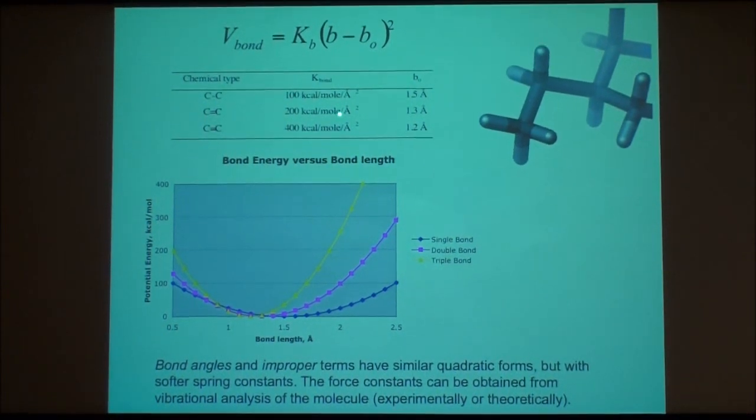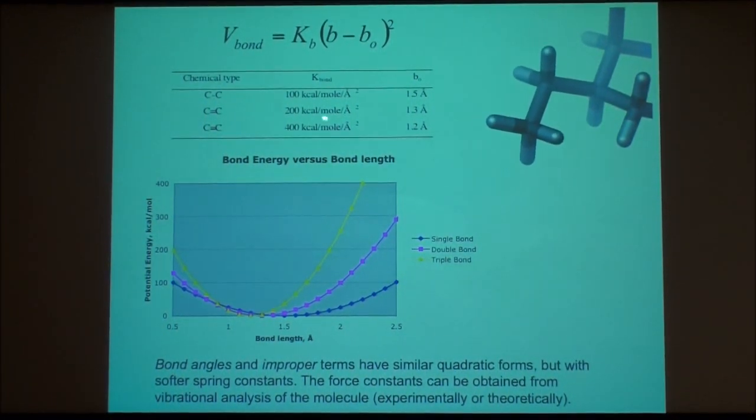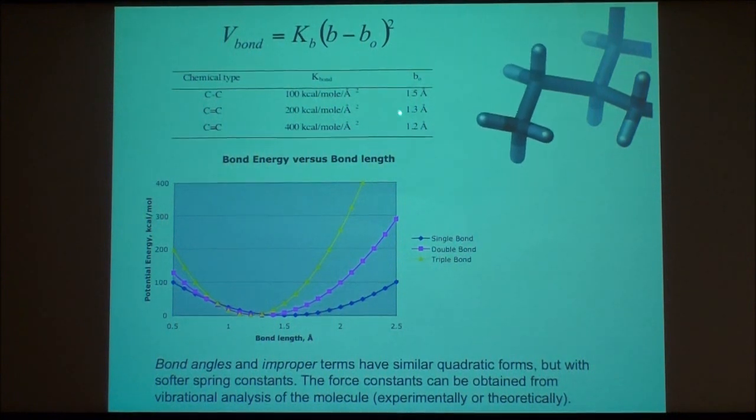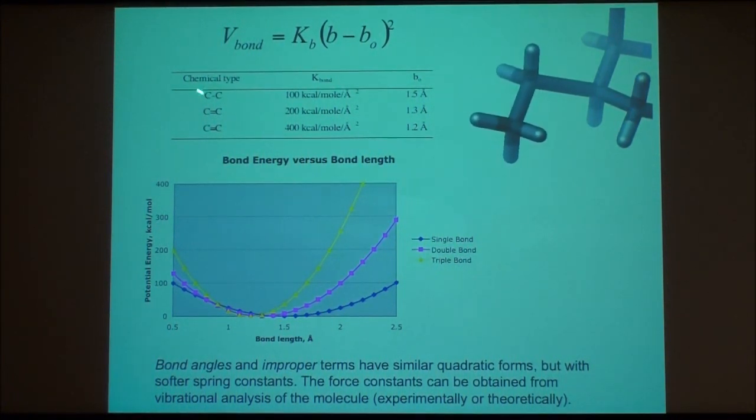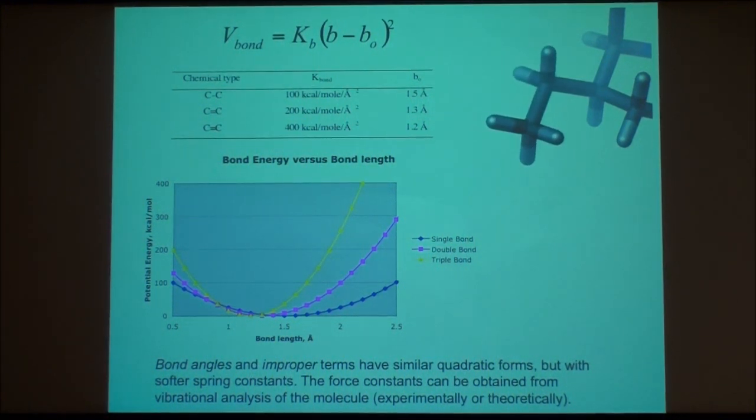The double bond has a lower force constant and a longer bond distance, and a single bond would have an even weaker force constant and a longer bond distance. That's the only thing that the program needs. So this is how we introduce single bonds, double bonds, and triple bonds.